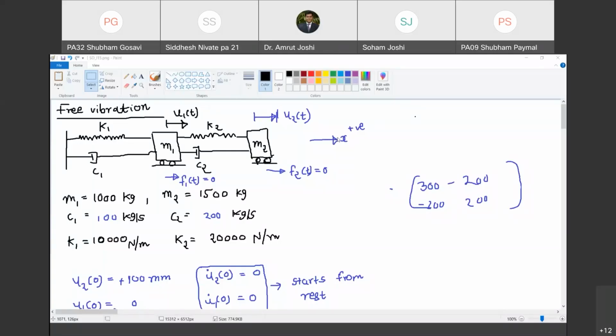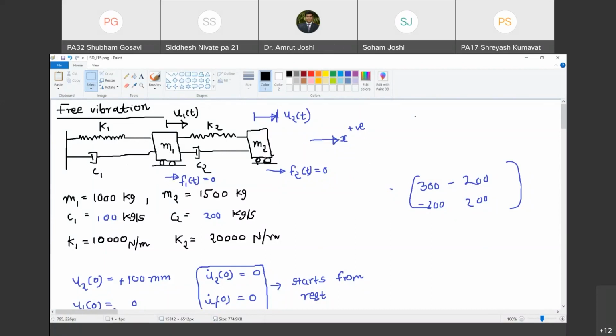So recall in last class we were solving a problem based on the free vibration of multi-degree of freedom system. A quick review through what we have done till now. So you have two masses M1 and M2 जिनके values यहाँ पे दिए हैं. Then you have two damper elements C1 and C2 जिनके values दिए हैं. You have two stiffener elements K1 and K2 जिनके values दिए हैं.